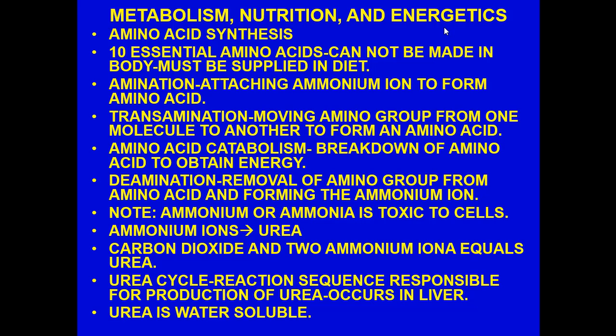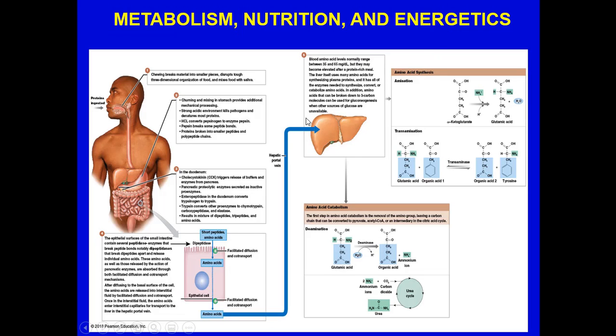This is how birds, reptiles, amphibians, etc., get rid of their nitrogen, in the form of what is called uric acid. We make a little bit of it, and we can have too much of it and it leads to gout. But uric acid is not water soluble. Our nitrogen waste is water soluble, urea. And the urea cycle, the reaction sequence responsible for the production of urea, occurs, as I said, in the liver. And you can see all of this occurring here.